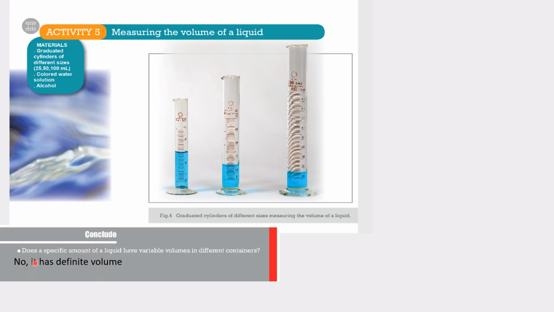Conclude. Does a specific amount of a liquid have variable volumes in different containers? No, because liquids have definite volume. So the answer is no, it has definite volume.